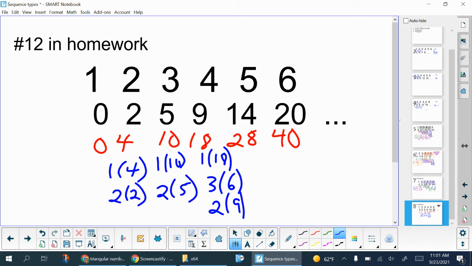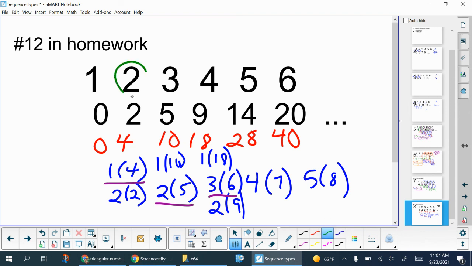But I'm starting to see a pattern. I'm starting to see 1 times 4, 2 times 5, 3 times 6. And I know, hey, 28, I could write that as 4 times 7. And 40 could be 5 times 8. So I've seen the pattern. We're good to go now.